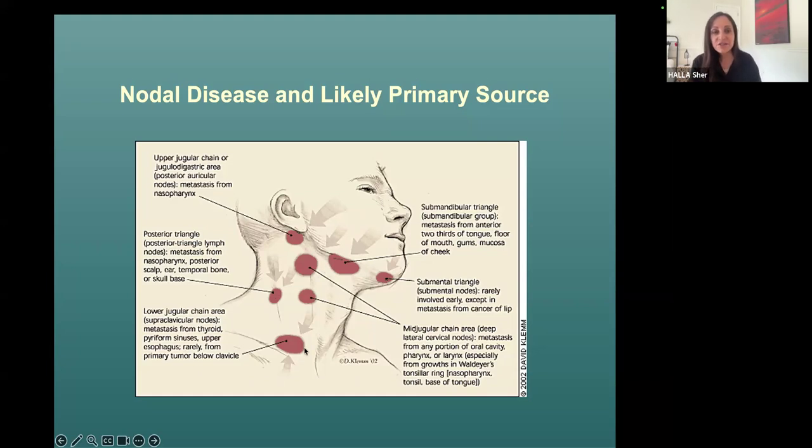In the lower jugular chain region, that's when we start to wonder if maybe there's an underlying advanced thyroid malignancy, a hypopharyngeal or piriform sinus malignancy, and sometimes the upper esophagus. And again, in the posterior triangle, we see these most commonly with metastasis from the nasopharynx, also cutaneous malignancies involving the posterior scalp, the temporal bone, the ear, those regions.